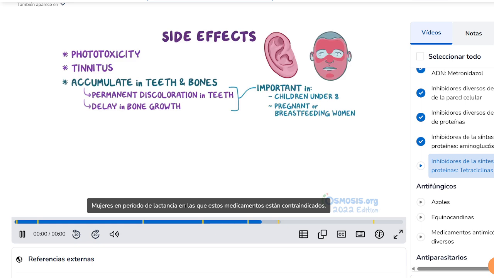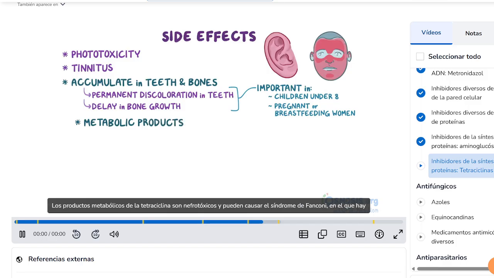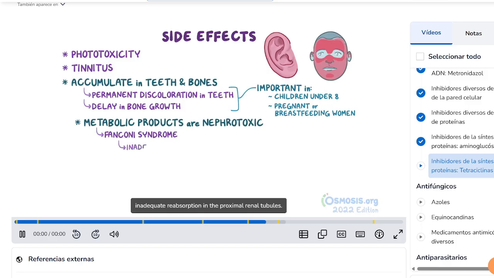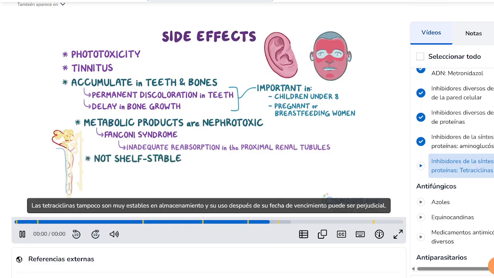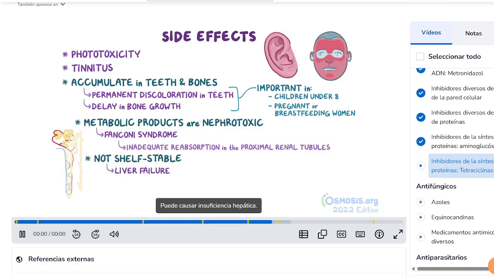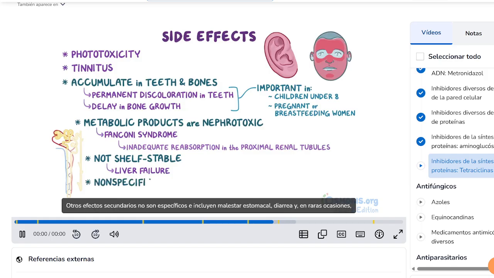contraindicated. Metabolic products of tetracycline are nephrotoxic, and can cause Fanconi syndrome where there's inadequate reabsorption in the proximal renal tubules. Tetracyclines are also not very shelf-stable, and using them after their expiration date can cause liver failure. Other side effects are nonspecific and include stomach upsets, diarrhea, and on rare occasions, allergic reactions.